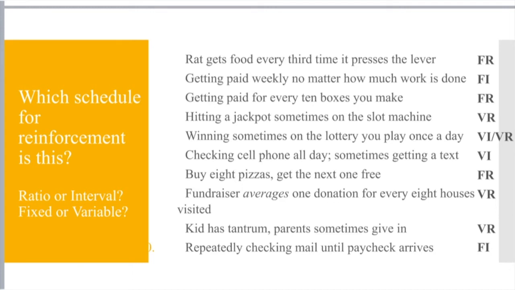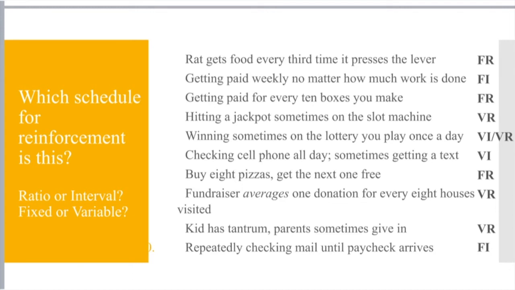So if you think about that, you check your cell phone continuously throughout the day, and sometimes you get a text. At any given time, you're going to get a text. It's not based on how many times you check your phone. So that's going to be an example of variable interval.